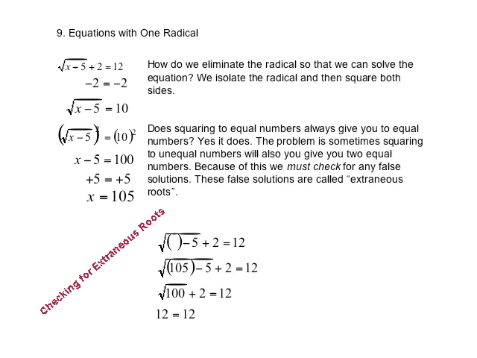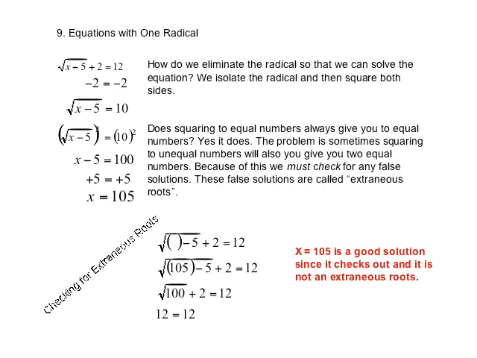Checking for extraneous roots, we rewrite the equation, putting parentheses where there was a variable. Then inside those parentheses we put 105. I can't stress how important it is to use this method because it just reduces human error. Now when we continue this, we find that 12 equals 12. x equals 105 is a good solution since it checks out and it is not an extraneous root.